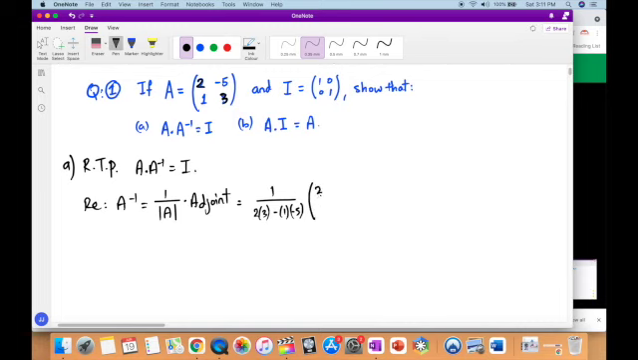So for the adjoint, we flip these two and we put negative signs in front of these two. So that means that this negative 5 is going to become a positive 5. And so we have the adjoint. So therefore A inverse is equal to 1 all over 2 3s are 6, and this is going to become plus 5. So 6 and 5 is 11, being multiplied by 3, 5, negative 1, and 2.